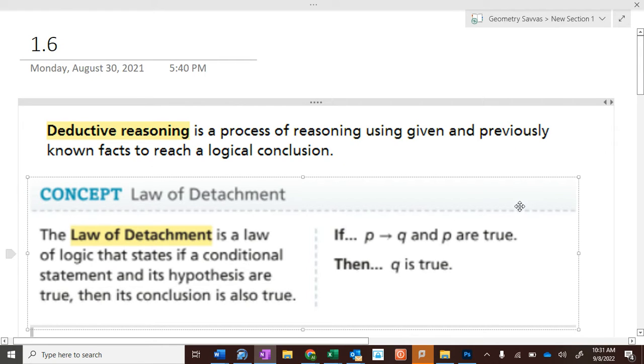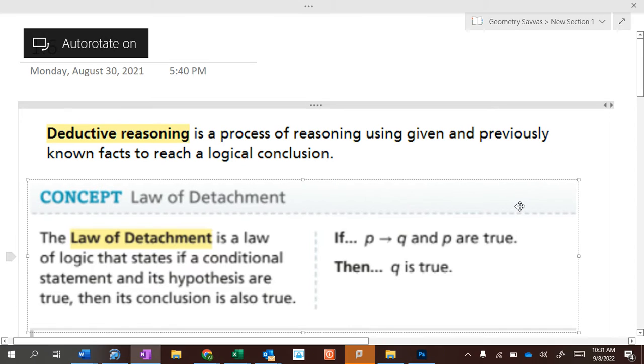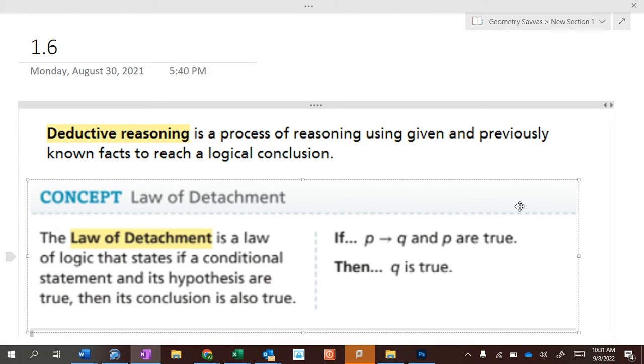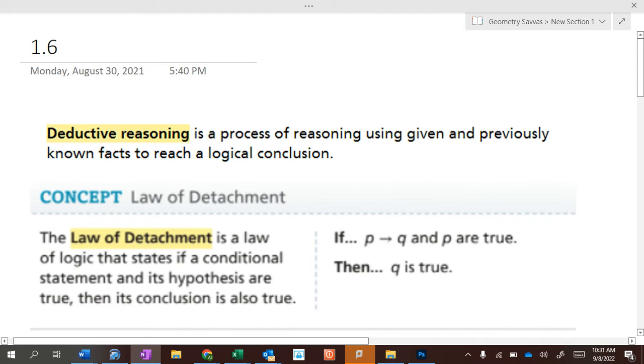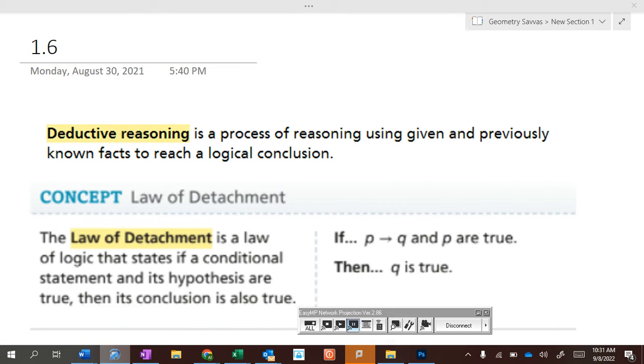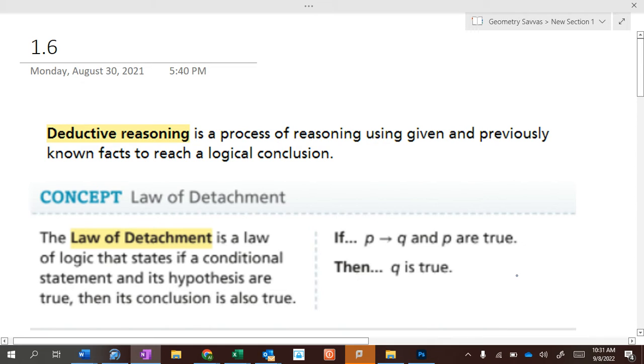All right, deductive reasoning is the process of using given and previously known facts to reach a logical conclusion. It is step by step by step. So we're going to use postulates, definitions, and things that we know. One way of doing deductive reasoning is by using the law of detachment, and the law of detachment is very easy.